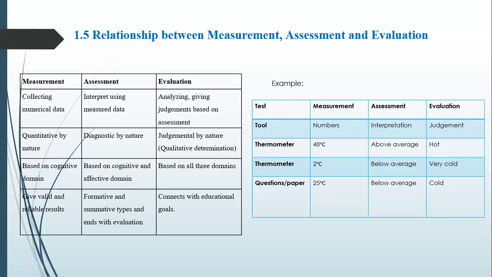So if there is a question, we have to evaluate 25 Celsius. So based on 35 Celsius, that is also below average. But below average here means it is not too cold like 2 Celsius. So we can evaluate 25 Celsius as cold, not very cold, but cold. Hope it is clear with this example.